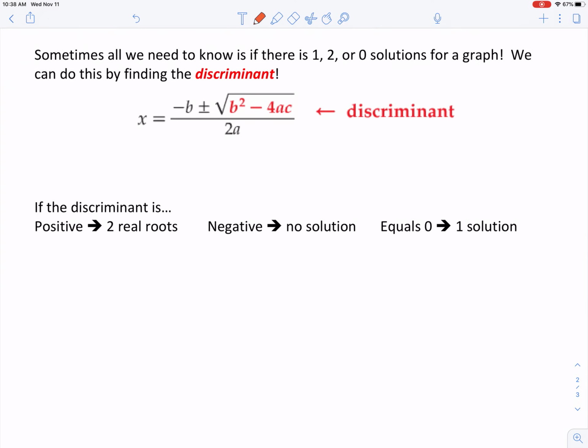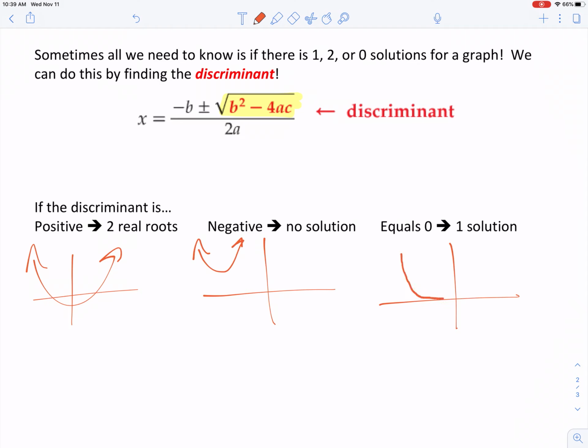Last but not least then, I want to talk about the discriminant. Every once in a while, we really don't care about what the answers are. We just care about how many there are. So we're going to find something called the discriminant. The discriminant is literally just the stuff underneath the radical sign, right there in red and yellow. If you do b squared minus 4ac and you get a positive answer, it has 2 roots, right? 2 roots. If it's a negative number, it has no solution. And if it equals 0, it has exactly 1 solution. That was not a very good parabola. There we go.